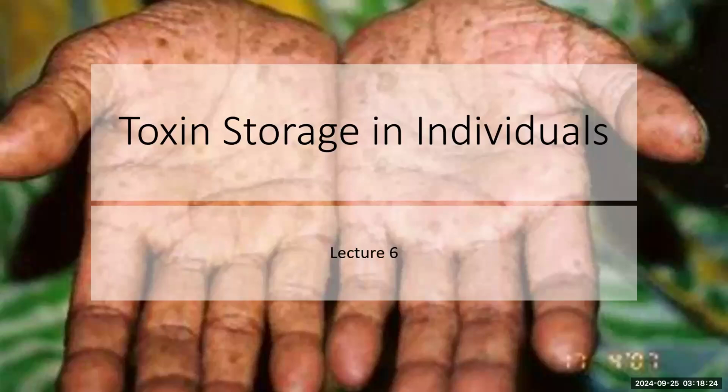We've thought now about how toxins are introduced and move around in large sections of the environment, but now we're going to turn our attention to how these toxins get in and move around an individual organism. How does an individual organism react to various chemical contaminants? And so that's where we're going to go next.